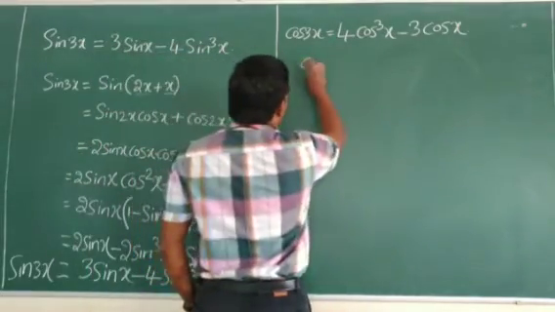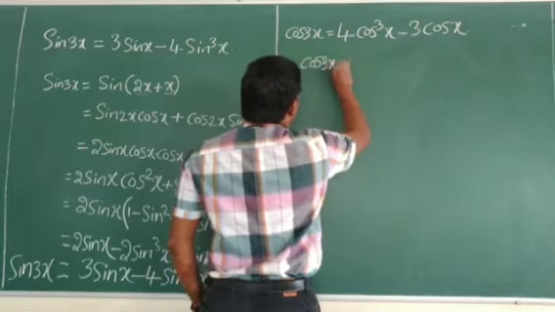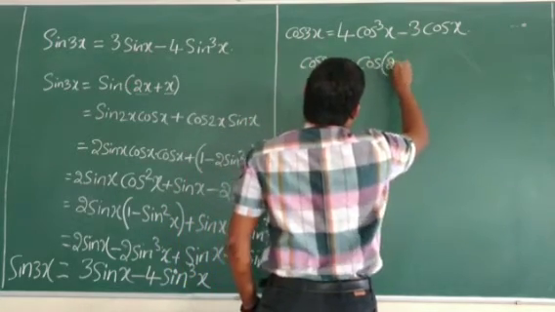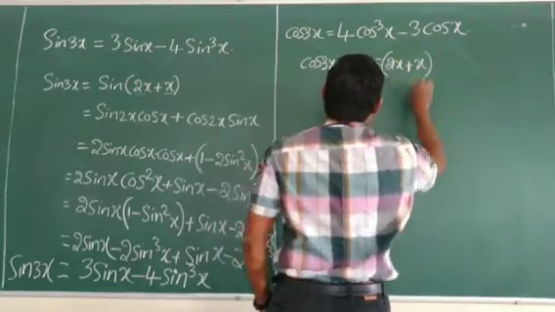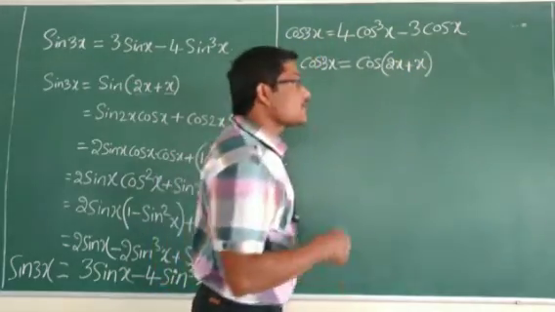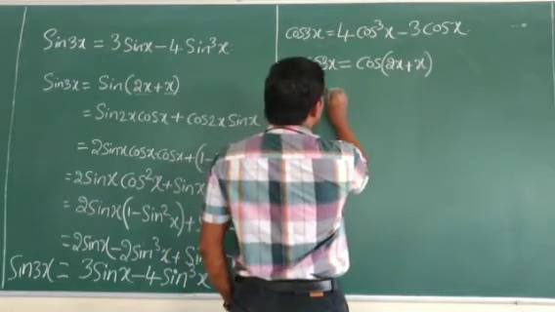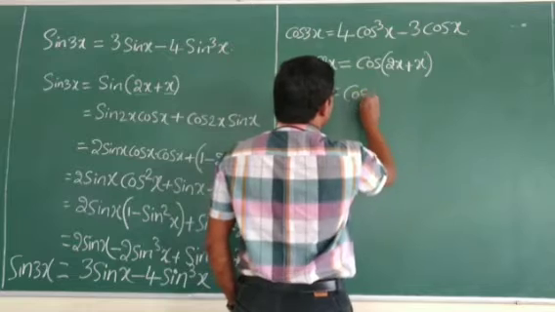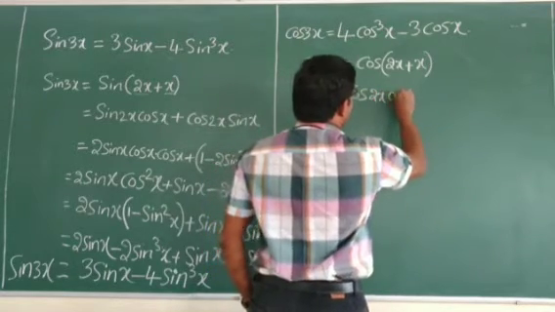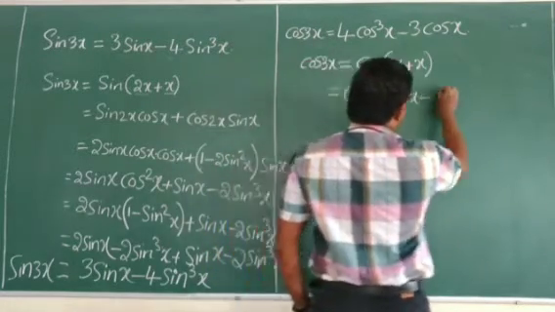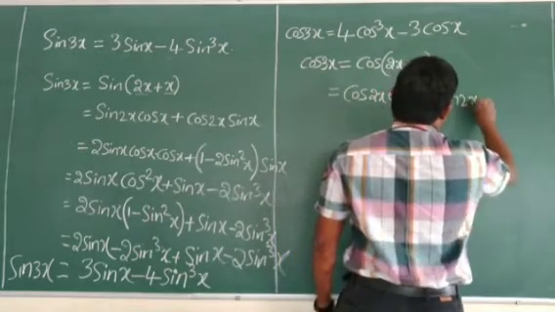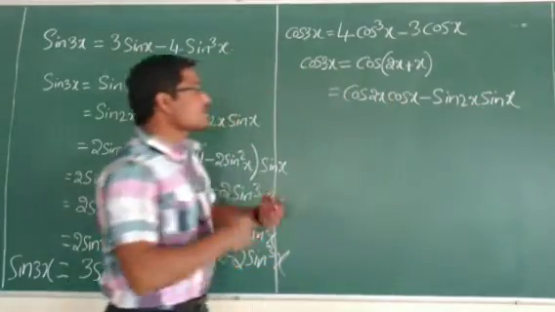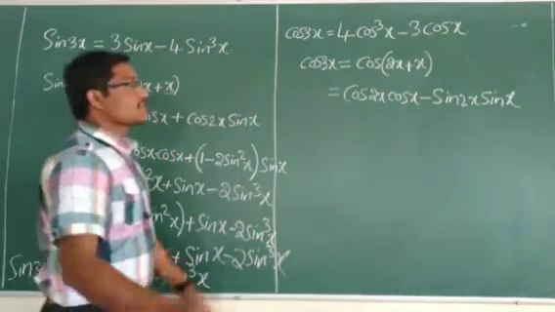So first take this cos 3x. Cos 3x is equal to cos of 2x plus x. Again this derivation is also very important. So this is equal to, use cos of x plus y. Cos of x plus y is cos x cos y minus sin x into sin y. Cos x cos y minus sin x sin y.